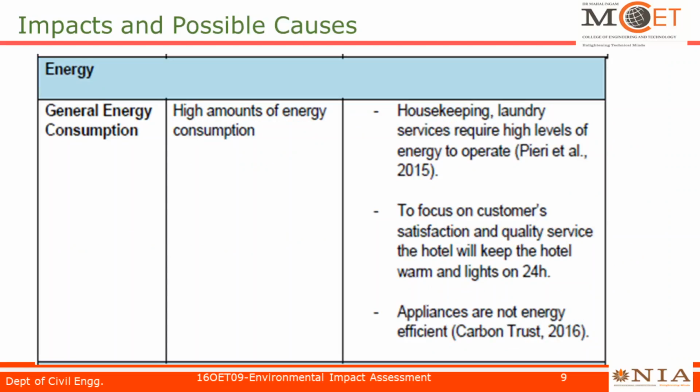Energy, general energy consumption, high amount of energy consumption is the problem. So housekeeping laundry services require high level of energy to operate. This is one of the causes. To focus on customer satisfaction and quality service, the hotel has to keep the hotel warm and the lights on for 24 hours. That's another cause. Appliances are not energy efficient.